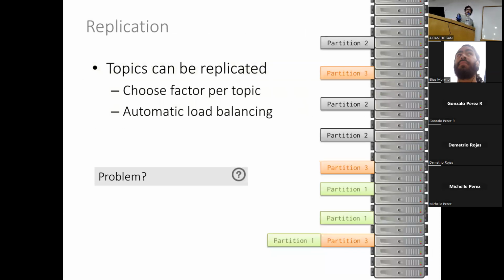Okay. So when we talk about distributed systems, again, we have to be careful about fault tolerance and so forth. So for this reason, topics can be replicated as well, not just partitioned, but also copied to different machines. So we can choose a factor per topic. Maybe there's a topic that's not essential, like the emergency services Twitter feed; if it fails, not a big deal. Maybe we can define a replication factor of 1 in that sort of scenario.